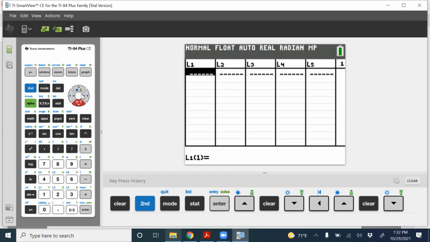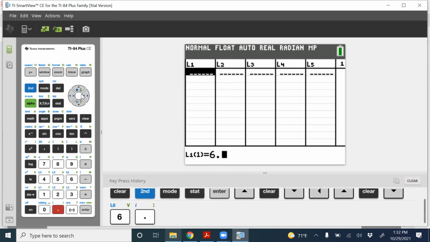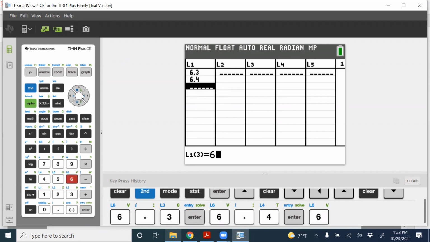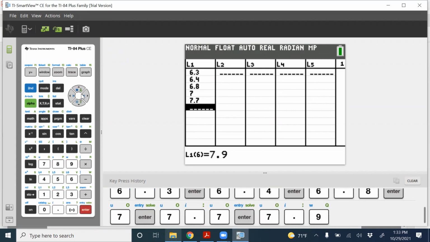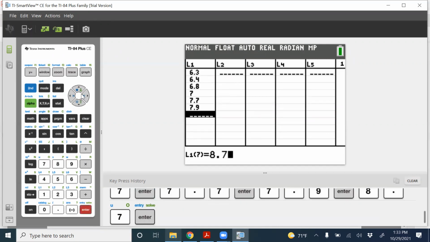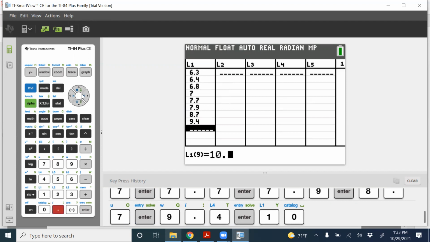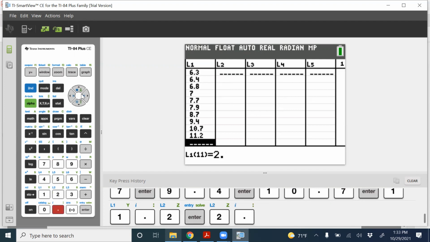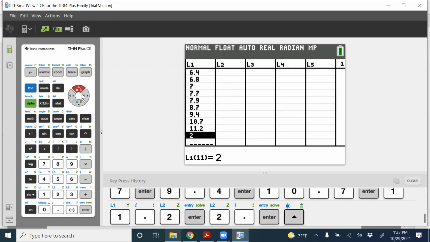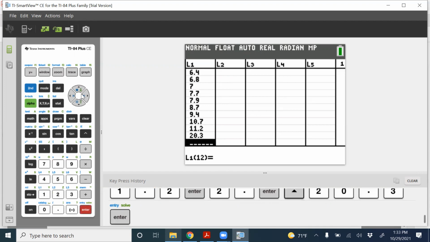I'm just going to type it in, by brute force: 6.3, 6.4. Of course, I have an advantage. I have a laptop. The calculator's a little harder to type in. 7, 7.7, 7.9, 8.7, 9.4, 10.7, 11.2, 20.3. Actually, so 11 data points. I thought it was 18 data points, but that's okay. Oh, 20.3 is being stubborn. There we go.